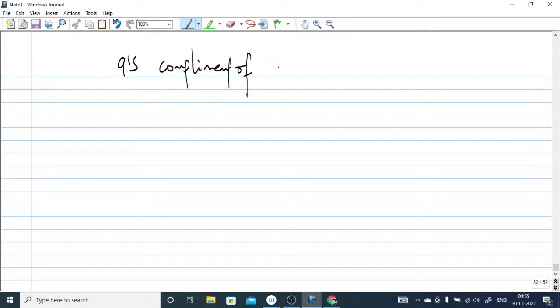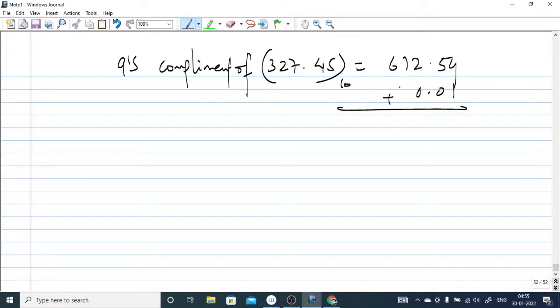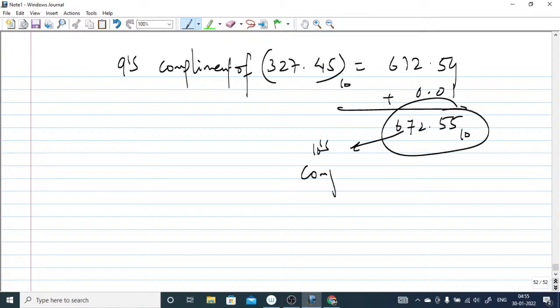So we have got the nines complement of 327.45, that is 672.54. If you want to find the tens complement, you have to add 0.01. Once you add this, you will get 672.55. This is going to be your tens complement.